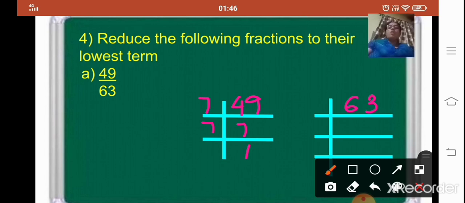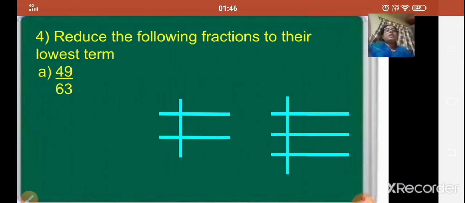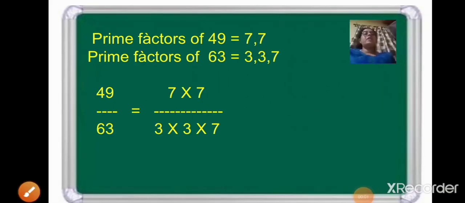You all know how to find the prime factors, correct, which we have already learned. For 63, 63 is divisible by 3, 3 2s are 6, 3 1s are 3, 3 7s are 21, 7 1s are 7. Okay. So prime factors of 49 is 7 into 7 and prime factors of 63 is 3 into 3 into 7. Okay. I have written it here in the next slide. Okay, here I have written the answer for you.